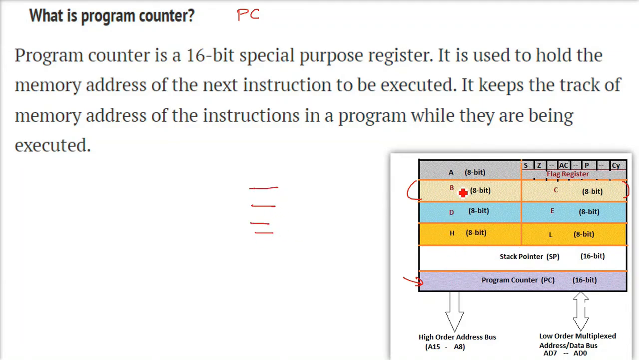The program counter is a 16-bit special purpose register. When we have a program and we are working on a certain instruction, the address of the next instruction is held by the program counter. You can say the program counter holds the memory address of the next instruction to be executed.